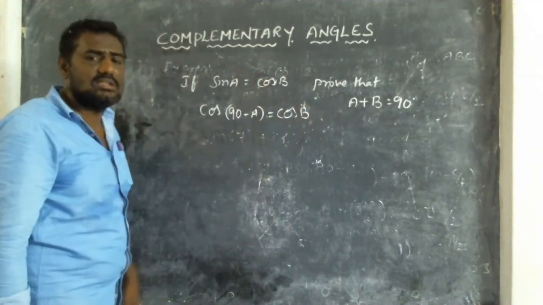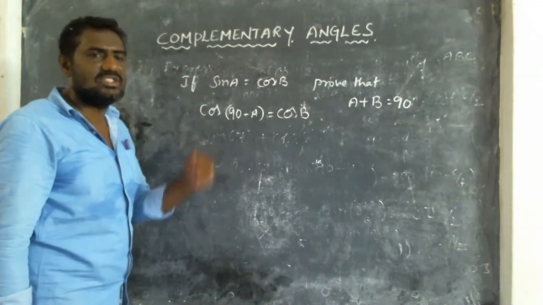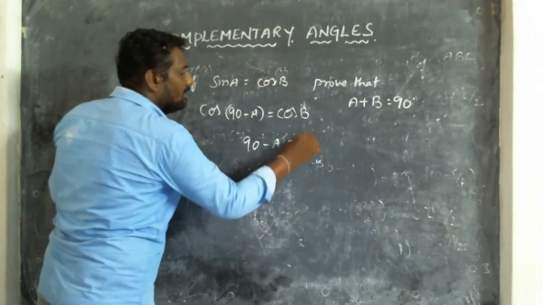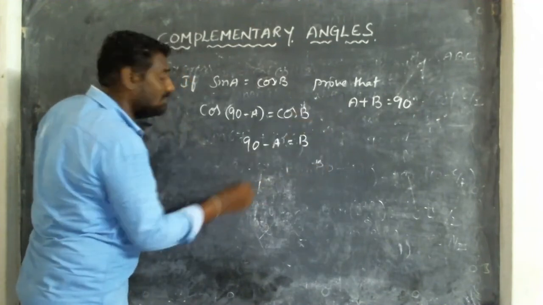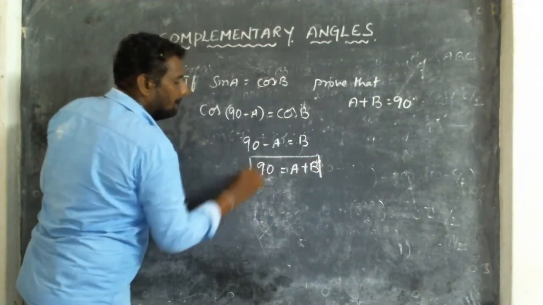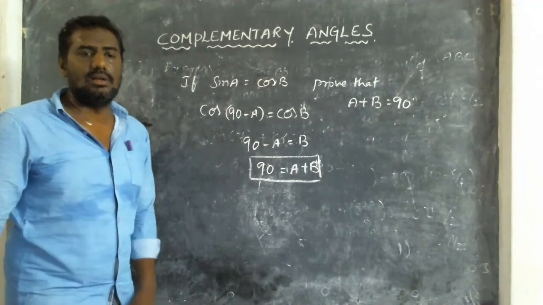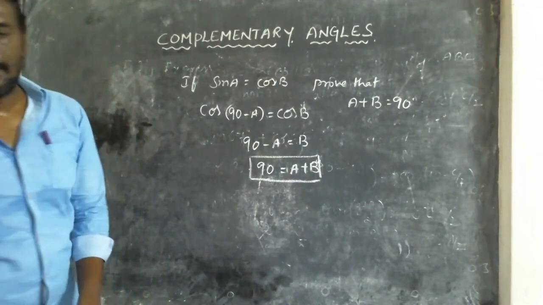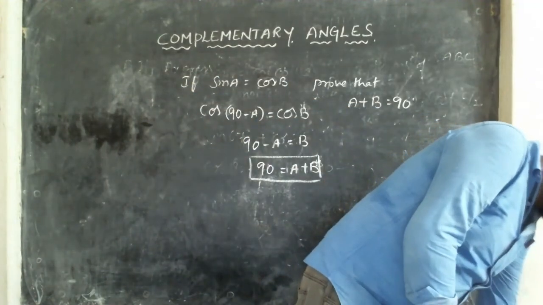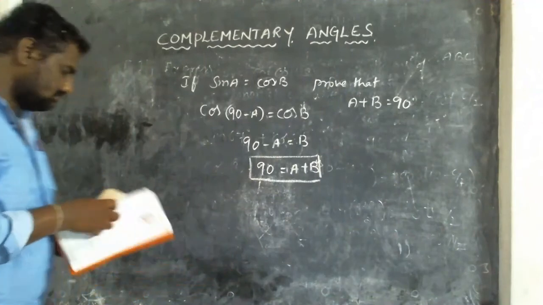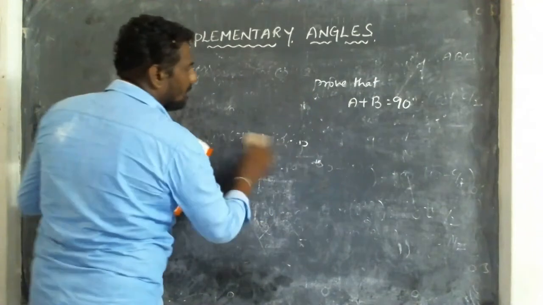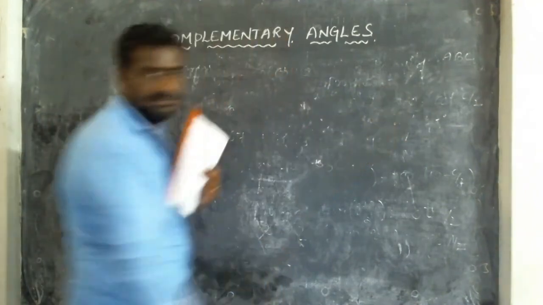On both sides cos is there. We should not cancel the cos. Just we have to compare and write. We can write it as 90 minus A equal to B. Sending minus A to the other side it becomes plus A. That is 90 equal to A plus B. We'll do another problem.